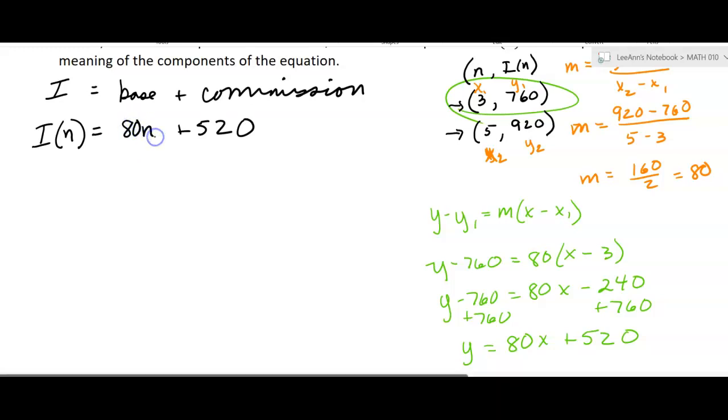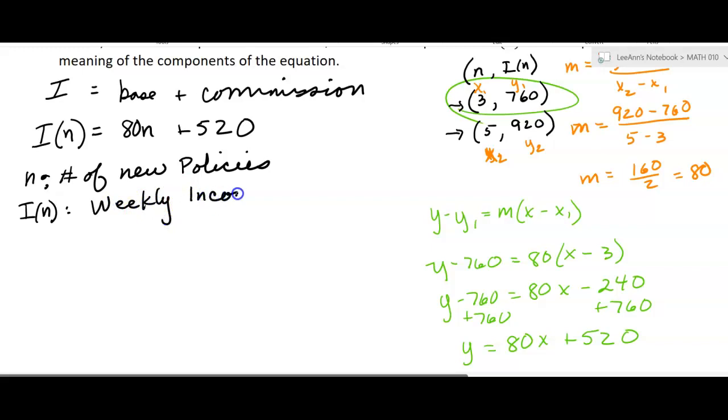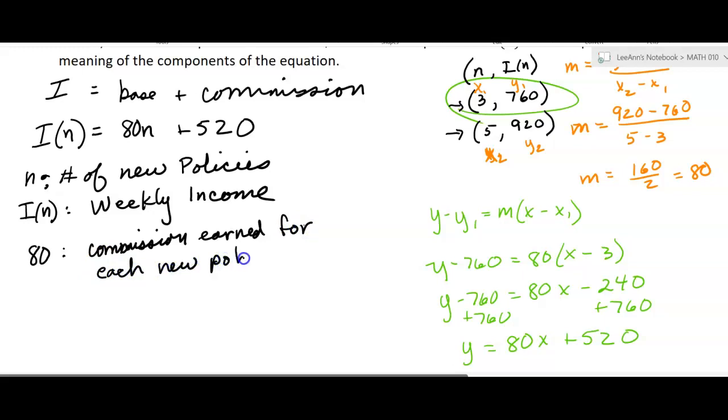80n plus 520. And they ask us to interpret the meaning of the components. Well, n, that's the number of new policies, right? That's the input. I of n, that's the weekly income. And then 80, that's how much he earns on each new policy. So, commission earned for each new policy. So if he sells one policy, he's going to get $80. If he sells two, he's going to get $160, so on and so forth. The 520, that's his base salary. Okay, so that was kind of a long problem.